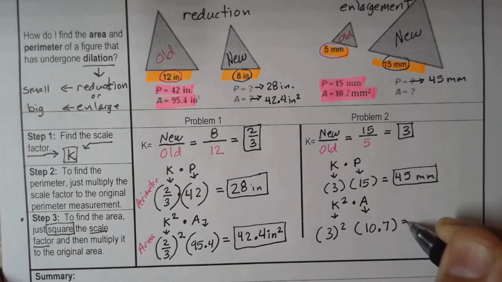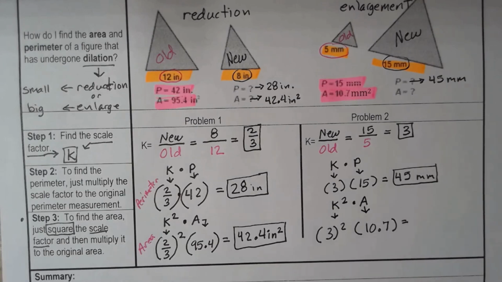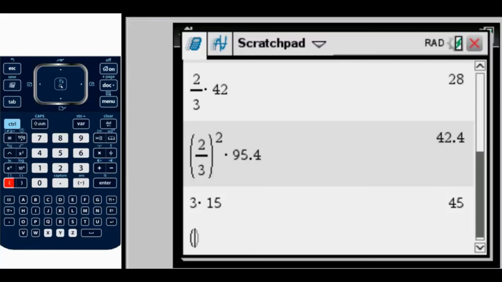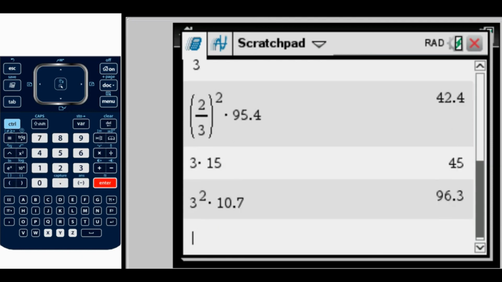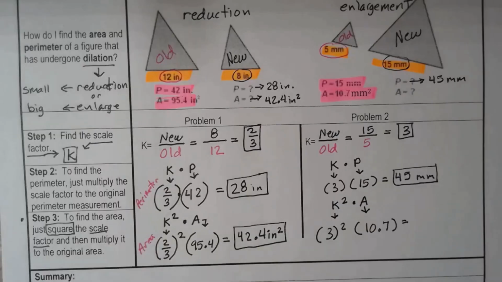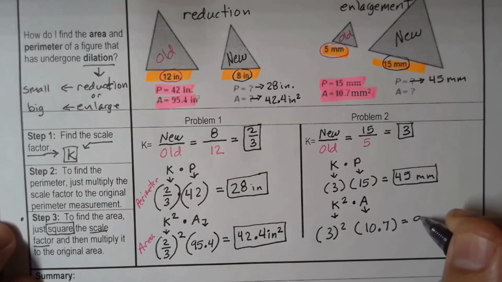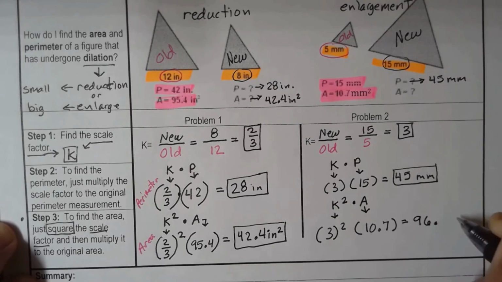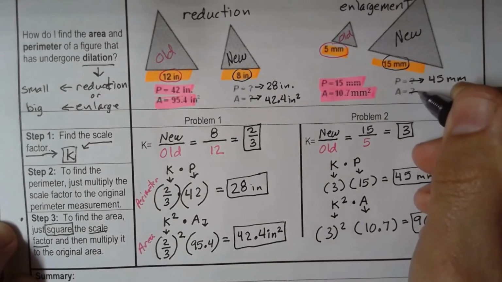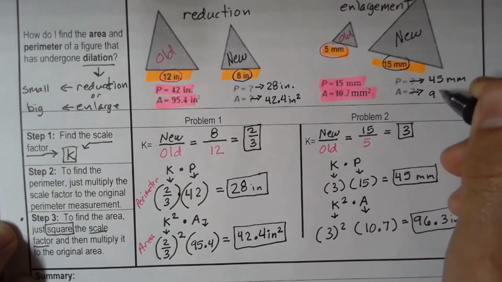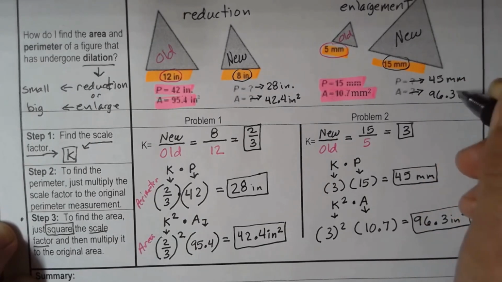So let's go ahead and put that in there, 10.7. Let's put that in our calculator. Alright, 3, put my square outside the parentheses. Put another set of parentheses, and I'm going to put 10.7, and it gives me 96.3 inches squared. So we know here, what is the new area? It is 96.3 inches squared.